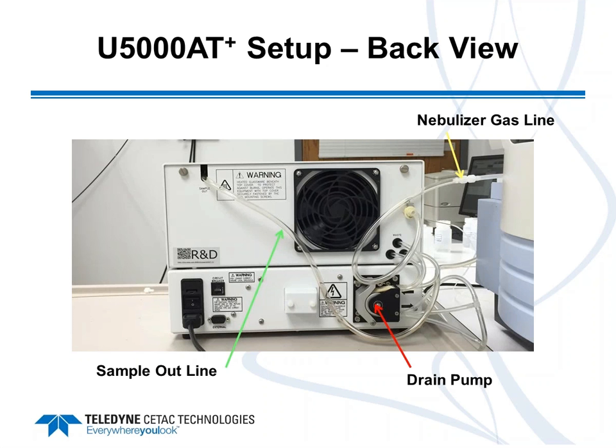Normally we can set liters per minute in argon gas flow if the ICP is equipped with a mass flow controller. If not, if the ICP is only equipped with a pressure regulator, that fitting can be equipped with a flow restrictor to take the place of the concentric nebulizer. Finally, you see at the bottom of the screen with the red arrow, there is a drain pump, and that's to remove any condensed liquid out of the ultrasonic.